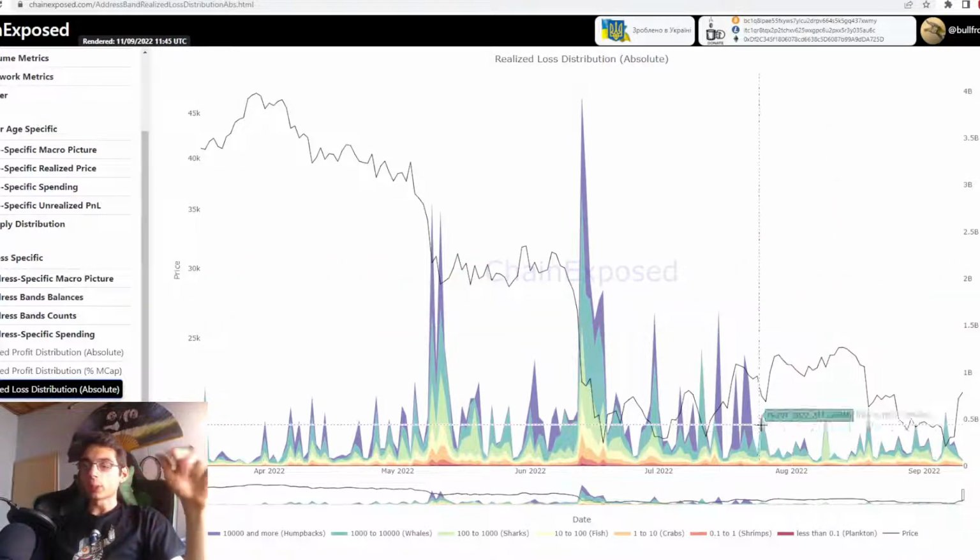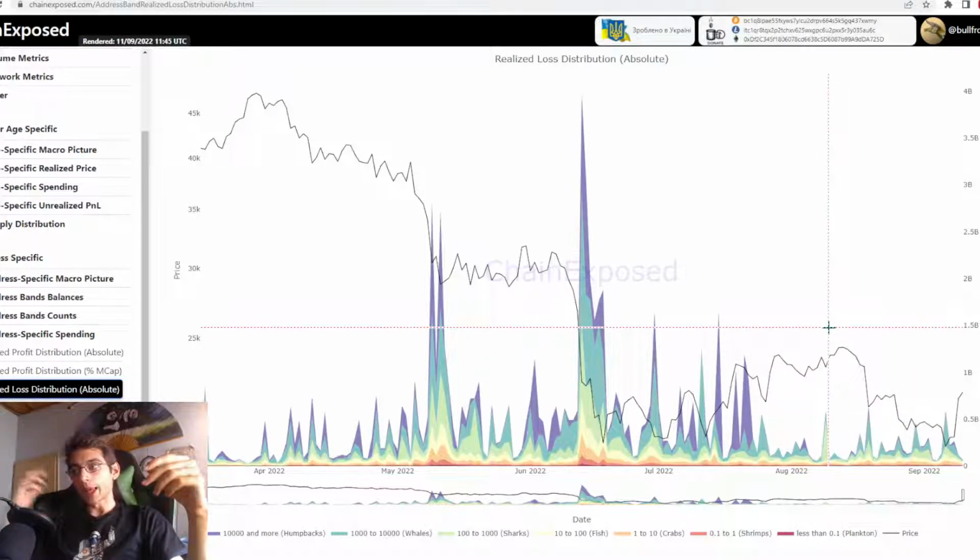So they are driving the price right now. There isn't really much price action movement from plankton, shrimps, crabs, or fish, which are the cohorts holding less than 100 Bitcoin.